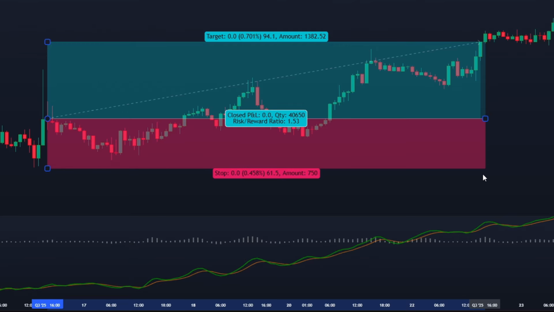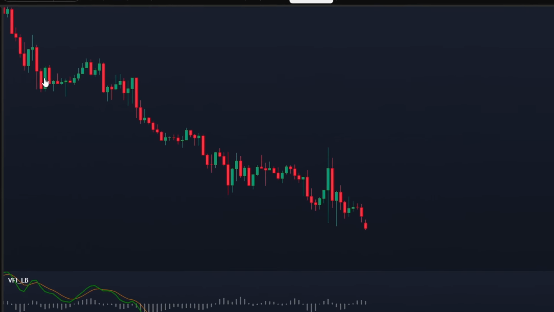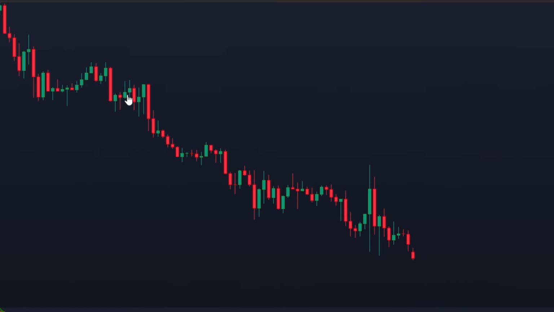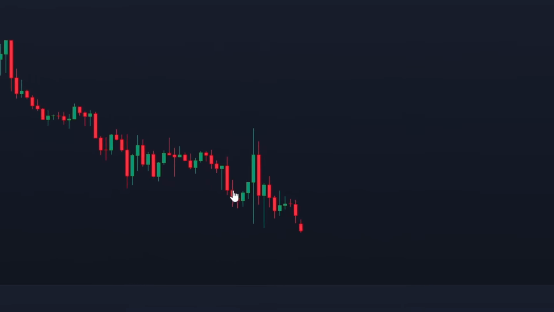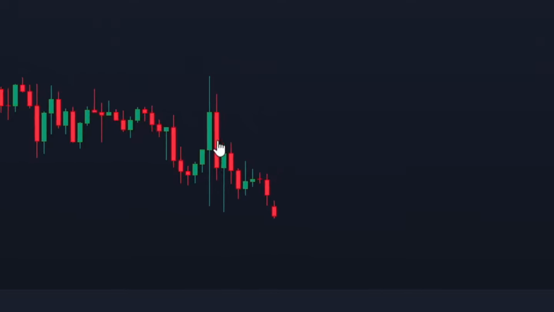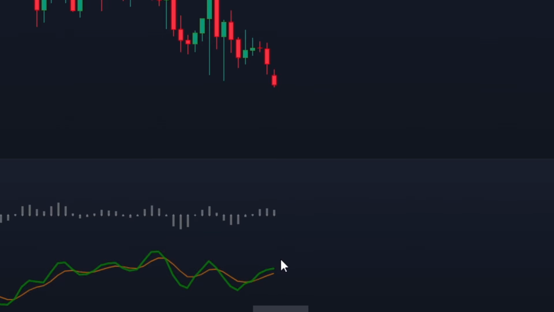Now let me show you the second buy example. Again, here we can see we're in a bearish market. Price is trending down, emotions are negative, and most traders are looking for sell trades only. Price pushes lower once again and makes another lower low. We pause the chart here and immediately check VFI.